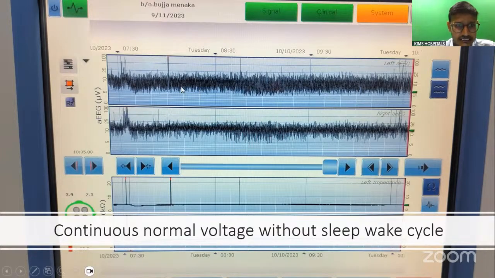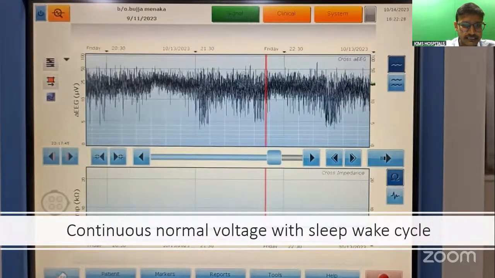To call it continuous normal voltage, you see the lower margin is around 5 microvolts and the upper margin is between 10 to 15. So this is a continuous normal voltage. But there is no sinusoidal pattern, so there is absence of sleep-wake cycle. So we can label this as continuous normal voltage without sleep-wake cycle, and there is no seizure activity.